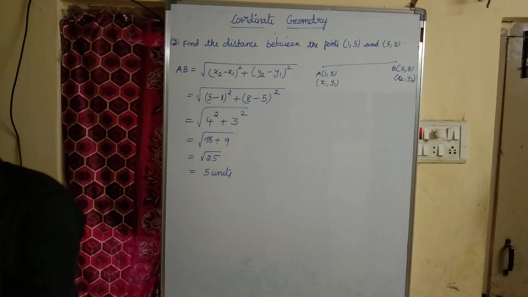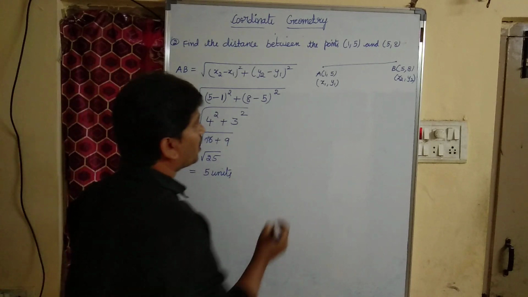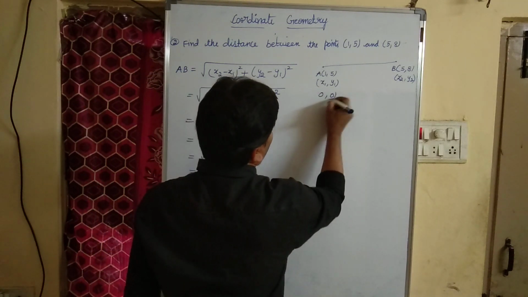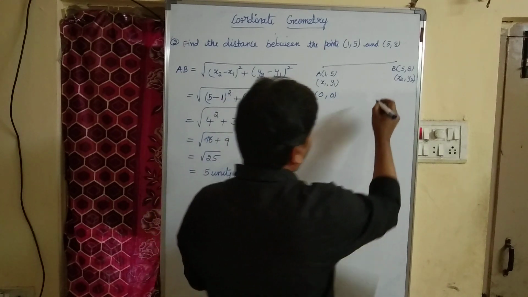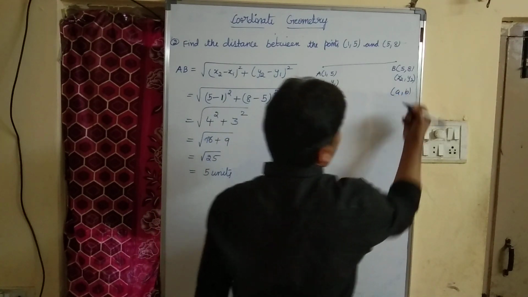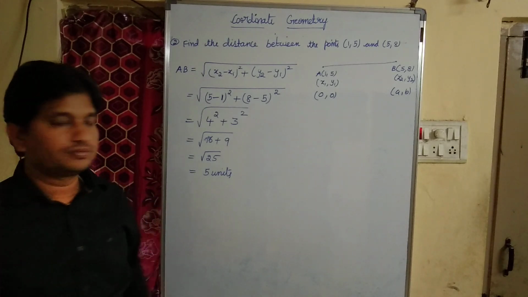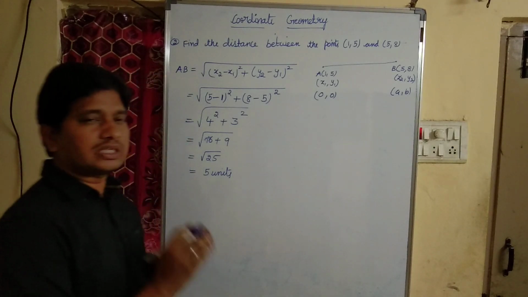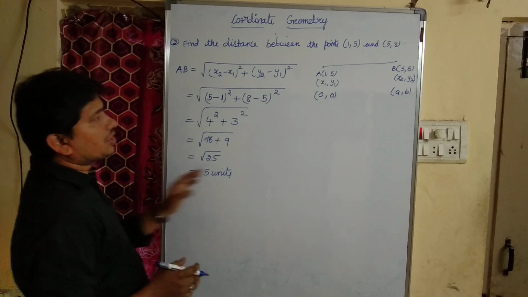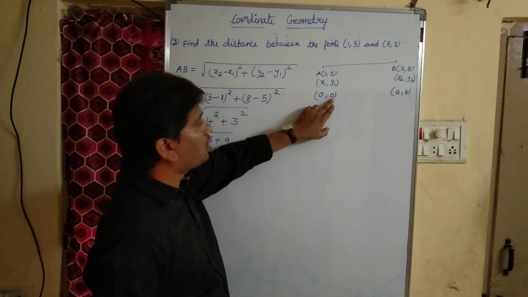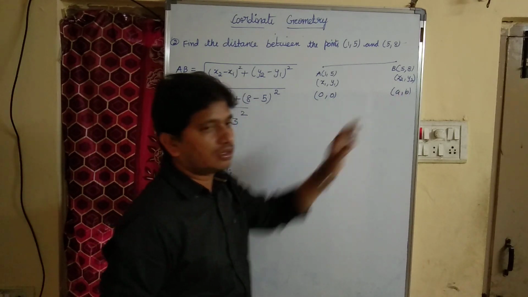Okay, let us see one more question. Find the distance between the 2 points 0 comma 0 and A comma B. Okay, so here I changed the coordinates. Don't get confused, it is the same formula. I am asking to find the distance between the 2 points 0 comma 0 and A comma B.